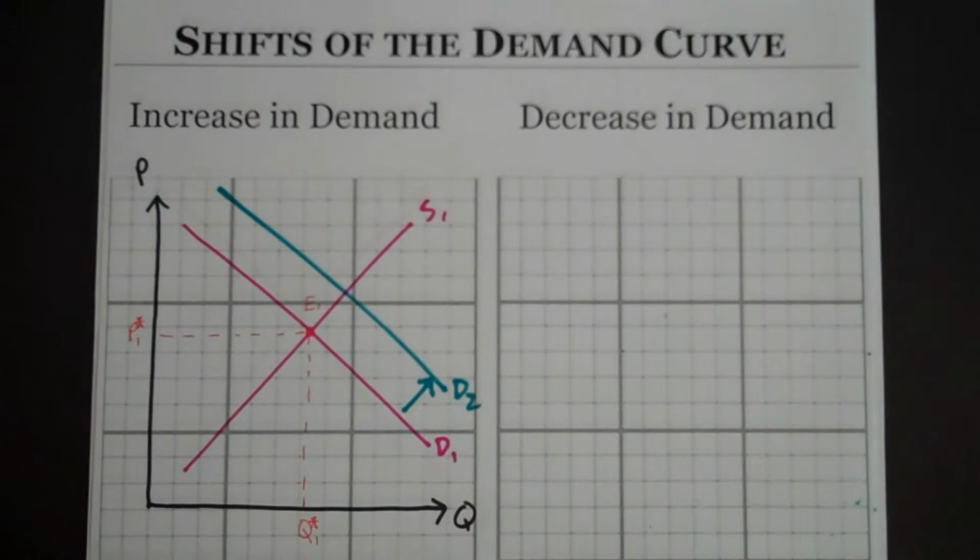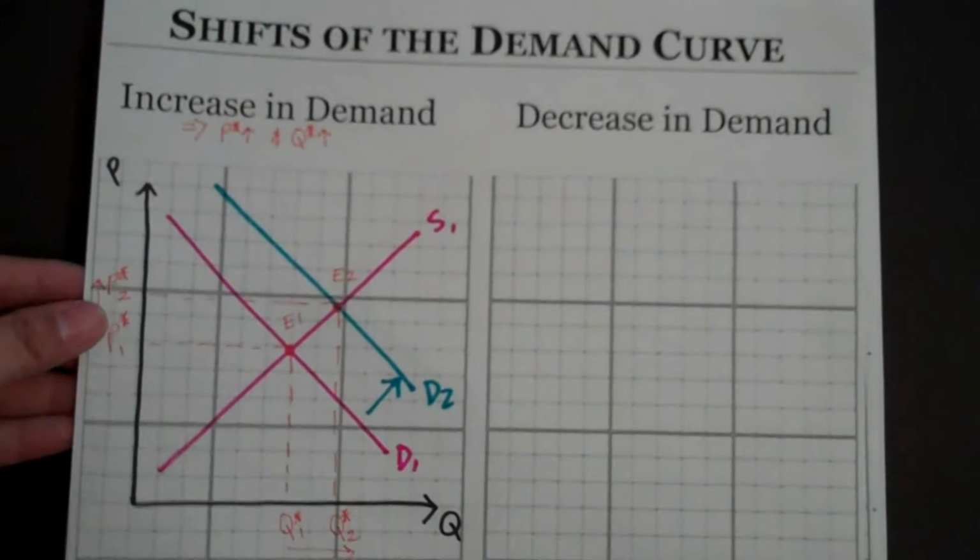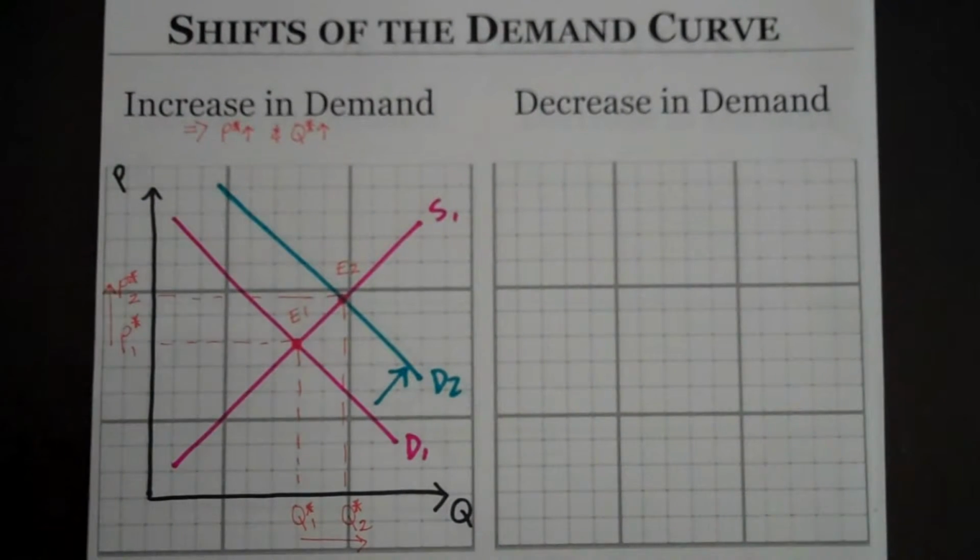Now what happens to equilibrium once my demand curve has shifted? Well, my new equilibrium point is point E2. At point E2, I have a new equilibrium price, price P2, and a new equilibrium quantity, quantity Q2. We can see that our equilibrium price has actually risen, while our equilibrium quantity has also risen.